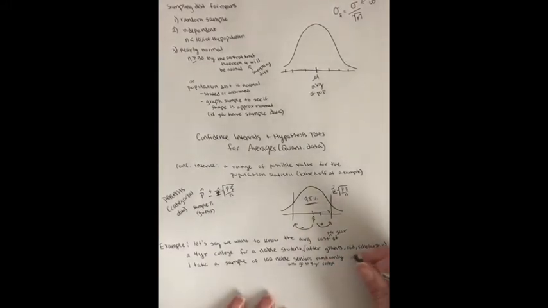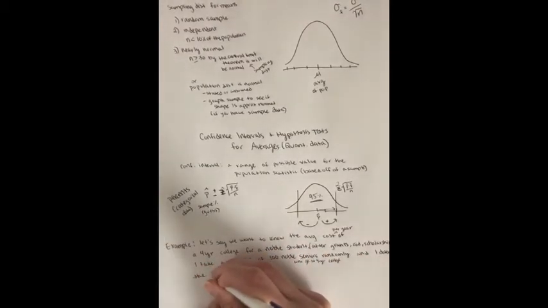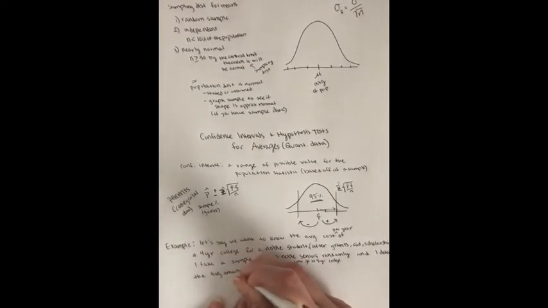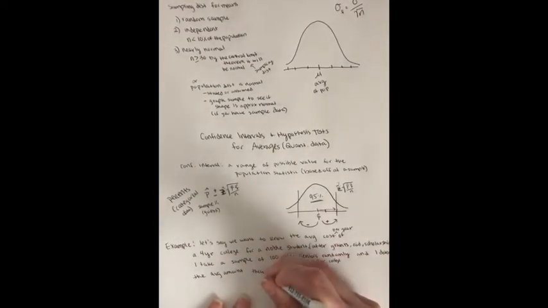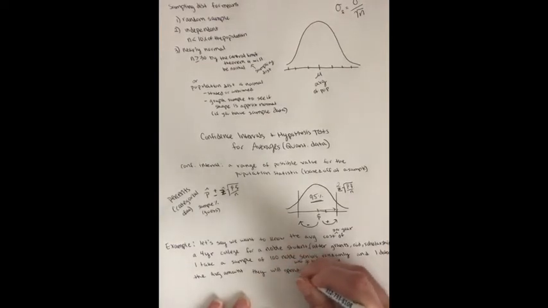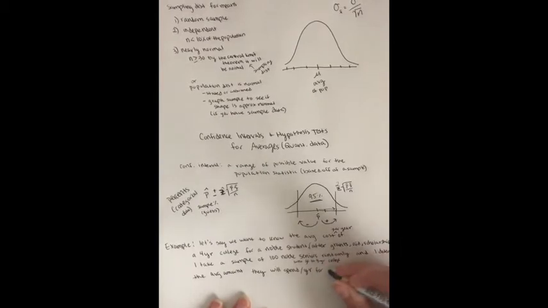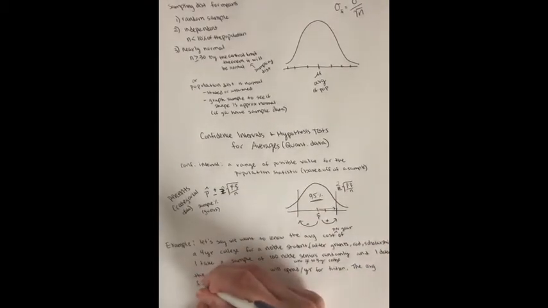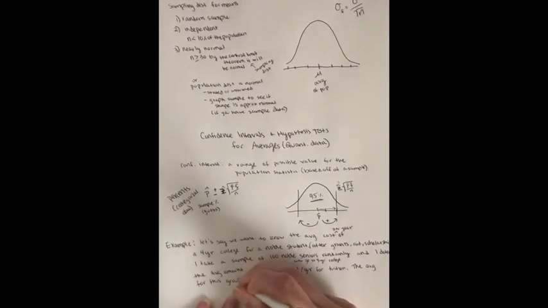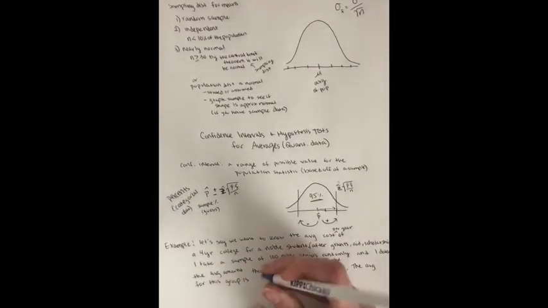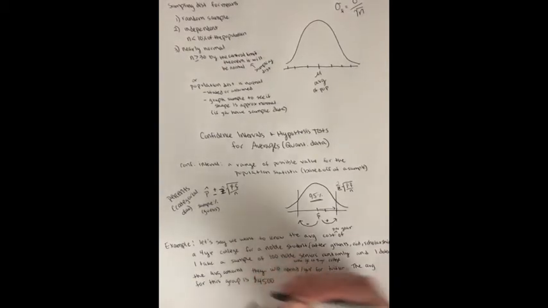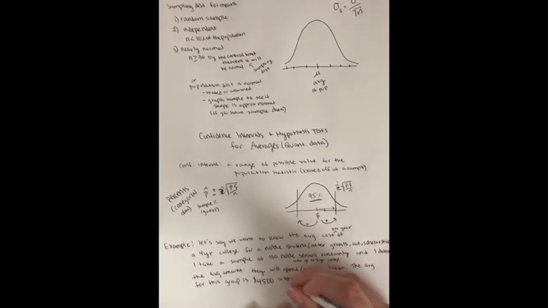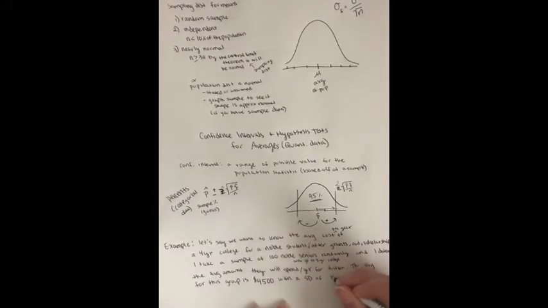And I determine the average amount they will spend per year for going to college for tuition. Okay, so the average for this group is, let's say, $4,500 per year, with a standard deviation of $1,500.